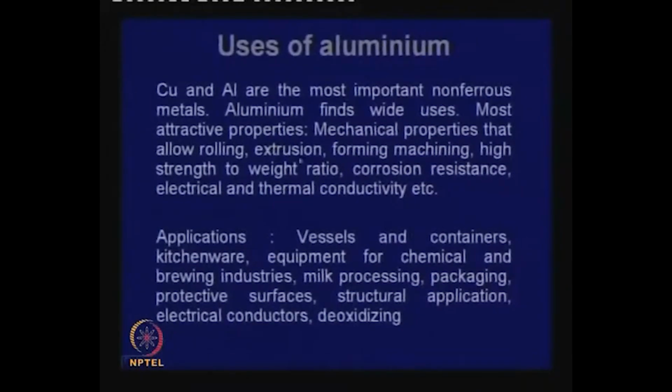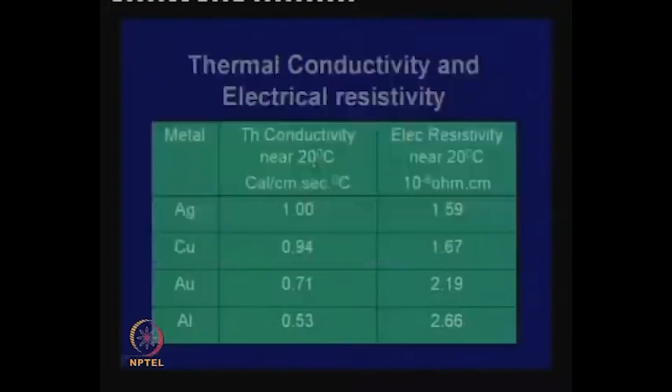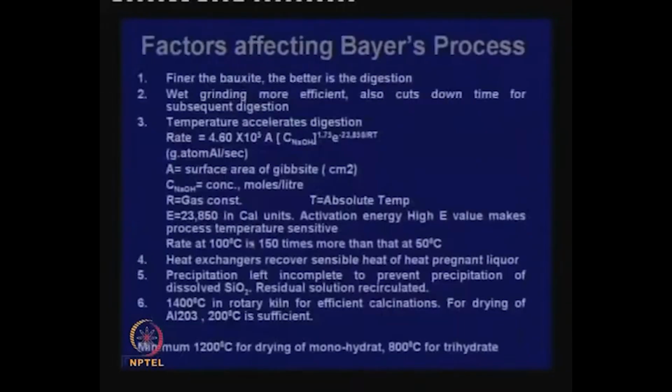Then we came to aluminum. There are many uses of aluminum, and today, after steel, the two most important metals are aluminum and copper. Aluminum of course has good thermal conductivity and electrical conductivity. It comes fourth in the category. Silver, copper, gold are better than that.